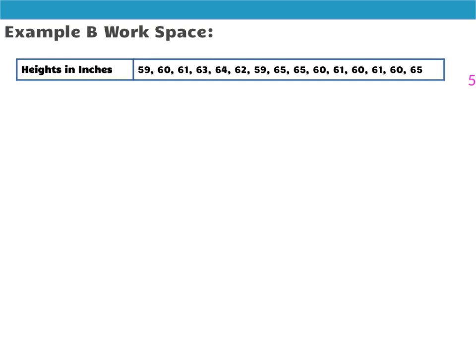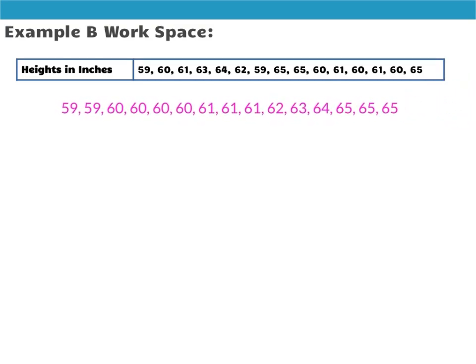So the first thing that we need to do is put this in order from least to greatest. So using the magic of the internet, we're going to go ahead and do that real quick. Boom. There it is, everything in order, 59 through 65. Again, you're going to have to put this in order yourself. You can't just depend on it just appearing for you when you're doing it on your own.